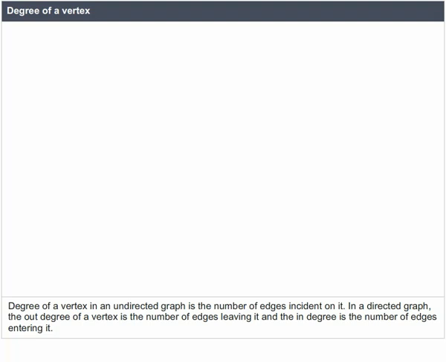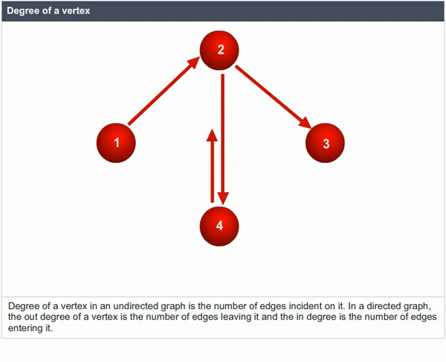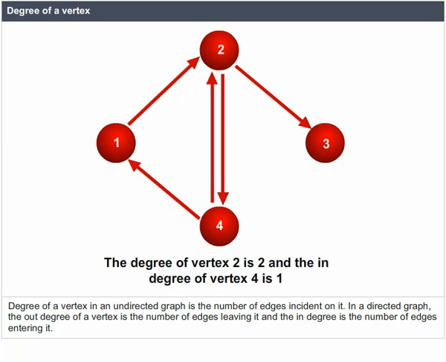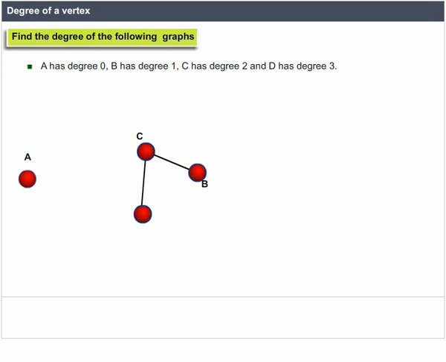The degree of a vertex in an undirected graph is the number of edges incident on it. In a directed graph, the out degree of a vertex is the number of edges leaving it, and the in degree is the number of edges entering it. The degree of vertex 2 is 2 and the degree of vertex 4 is 1. Find the degree of the following graph. A has degree 0, B has degree 1, C has degree 2 and D has degree 3.